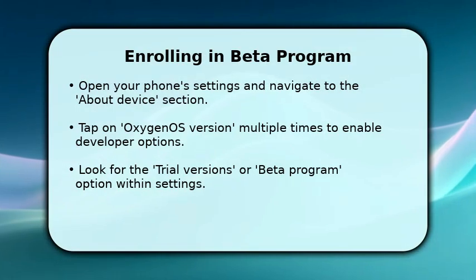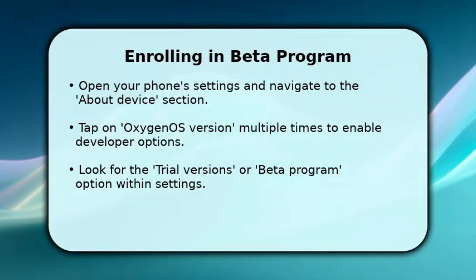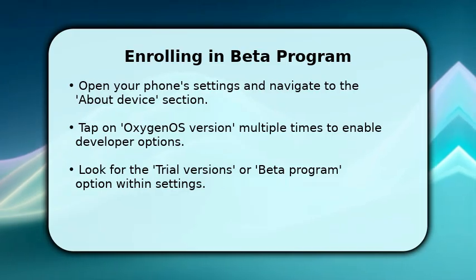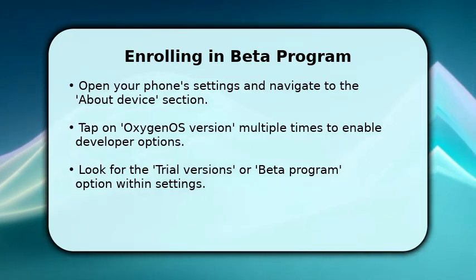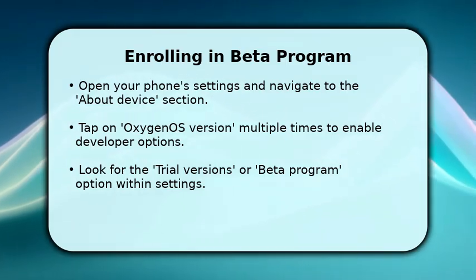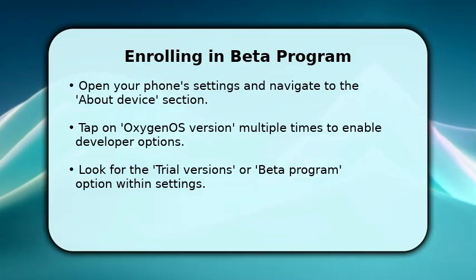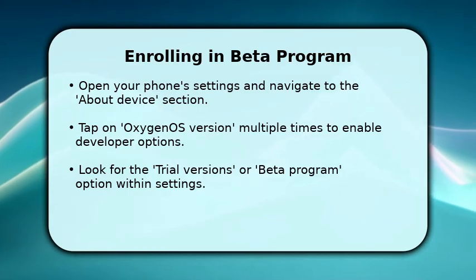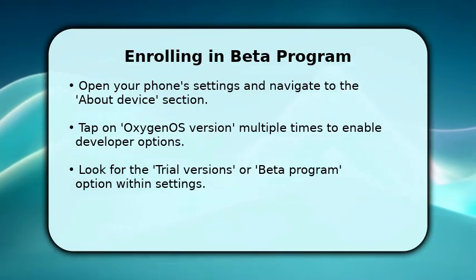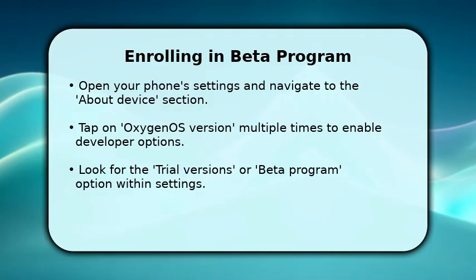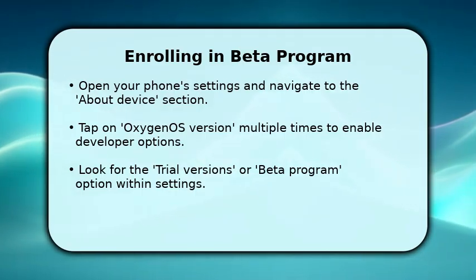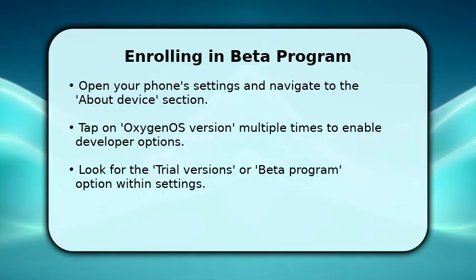Once your device is ready, the next step is to enroll in the beta program. Start by opening your phone settings and finding the About Device section. From there, tap on the Oxygen OS version several times to unlock developer options. Then, search for trial versions or beta program within your settings. Follow the simple on-screen prompts to register your device, which usually involves agreeing to terms and conditions.